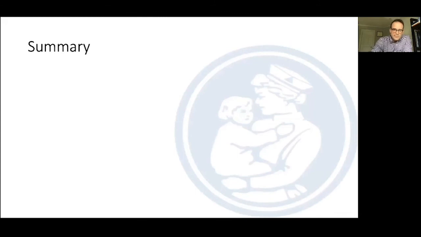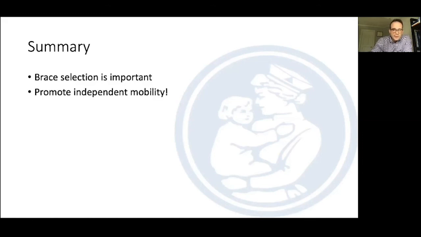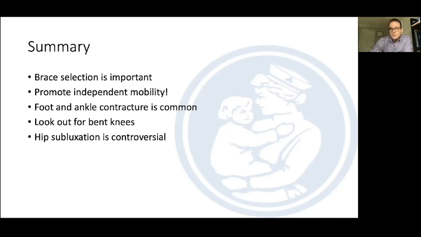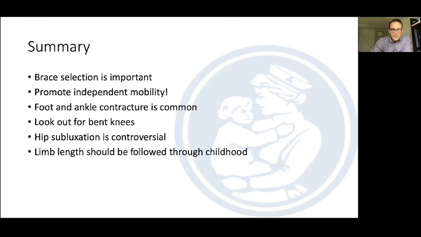So to summarize, brace selection is important and the details matter. Promote independent mobility even in a wheelchair. Foot and ankle contracture is common and should be treated. Look out for those bent knees. It's inefficient, but it is treatable. Proceed with caution with hip subluxation, and each patient is different. And limb length should be followed through childhood as we have an opportunity to treat the child as the child matures.